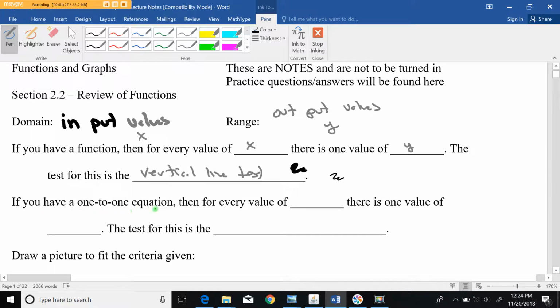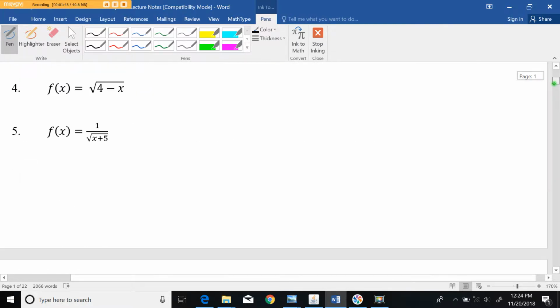If you have a function that's 1-to-1, then for every value of y, there's going to be only one x value. The test for this is called the horizontal line test. And again, draw pictures to fit this criteria.